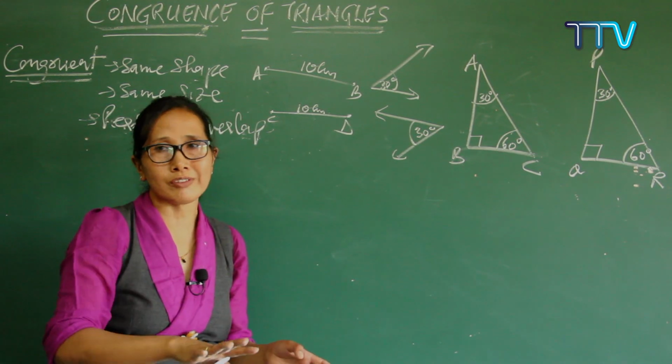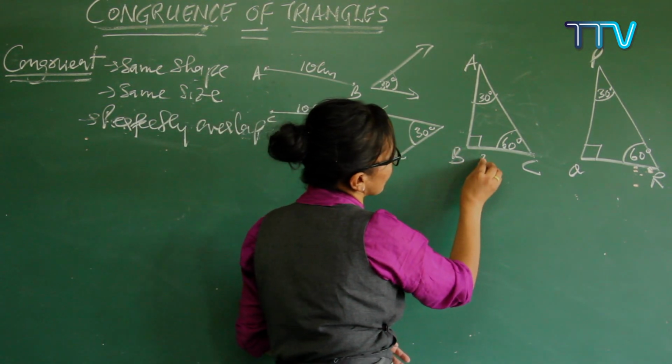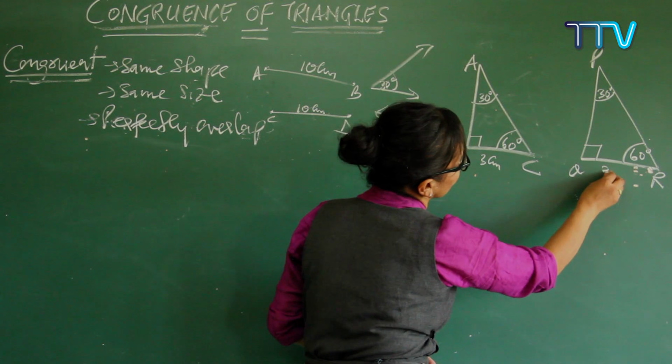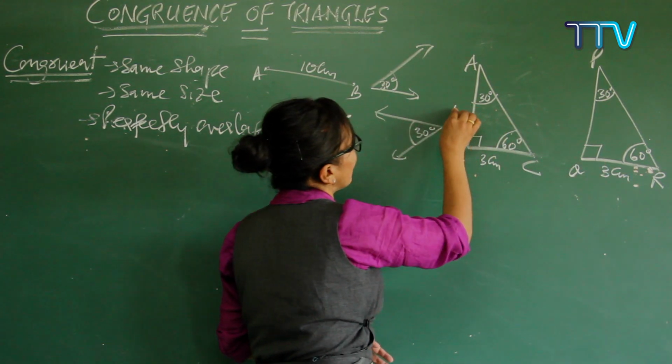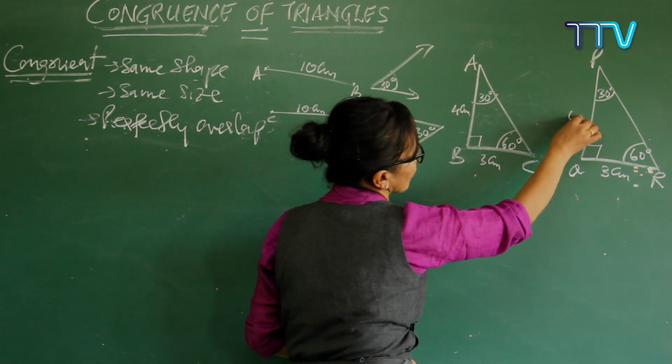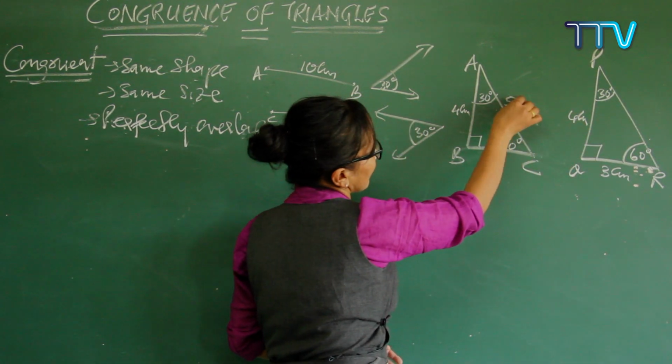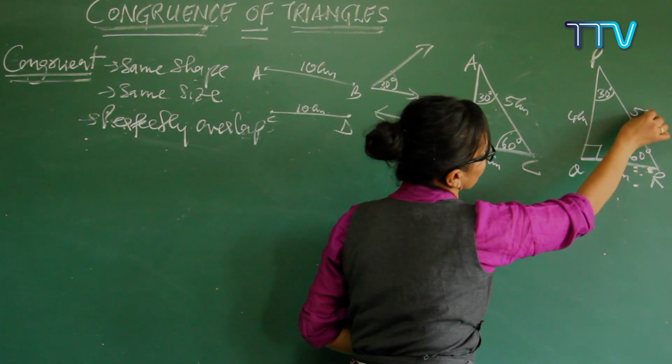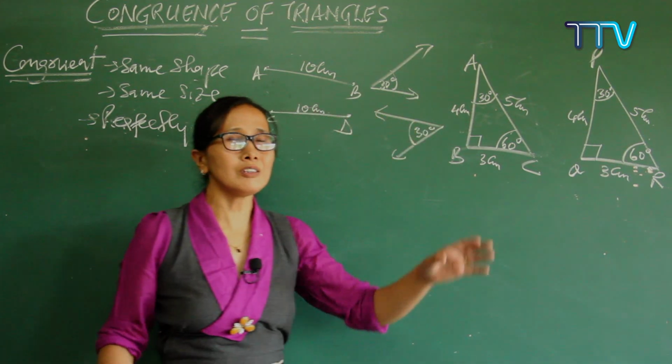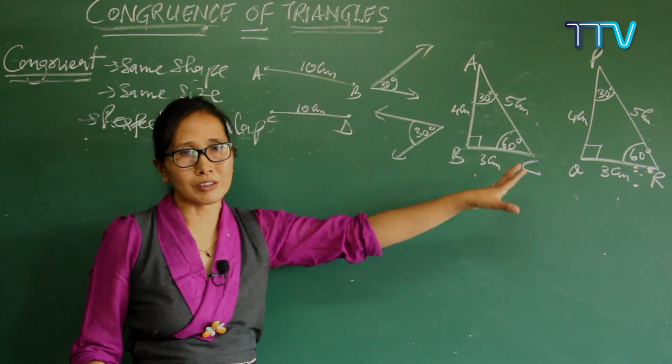Now come toward the three sides. Let me write it here, 3 centimeters. And here 3 centimeters. And here 4 centimeters. And here also 4 centimeters. And write it here 5 centimeters. And this one is 5 centimeters. Now check whether these two figures are congruent to each other or not.